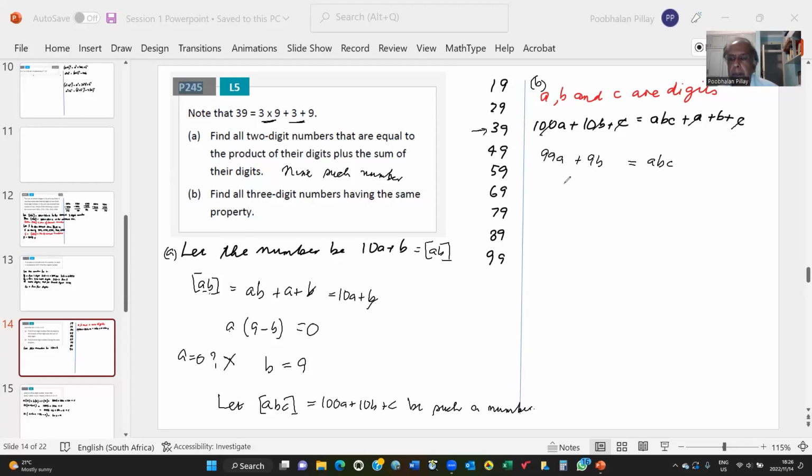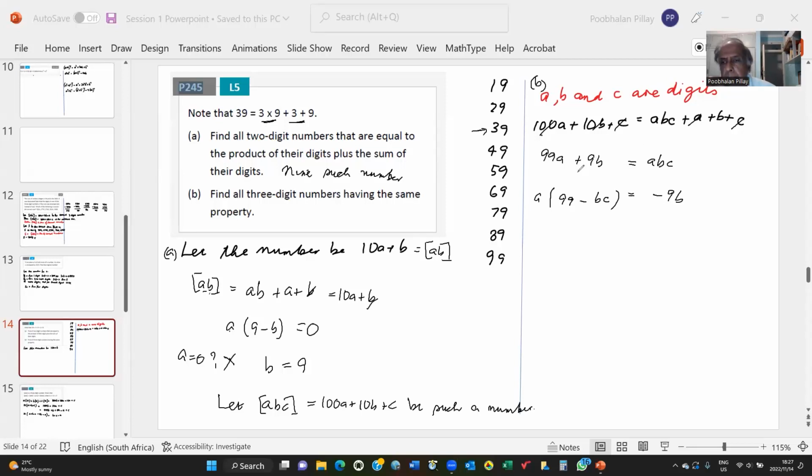Now, the question is, where do we proceed from here? You might be tempted to take out the 9 and so on and argue the case out. You can try various things, but it doesn't seem to be getting anywhere. But there is a way out of this to find the solutions. What you do is you bring the ABC to this side and take the 9B to the other side, and you get A times (99 minus BC).